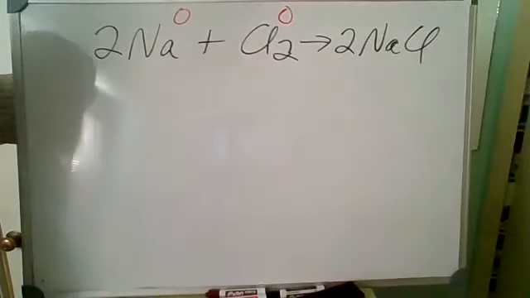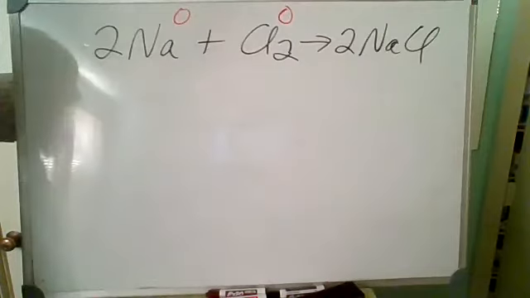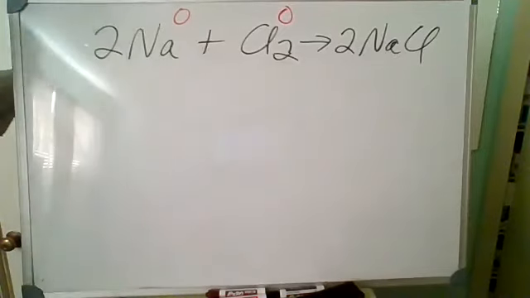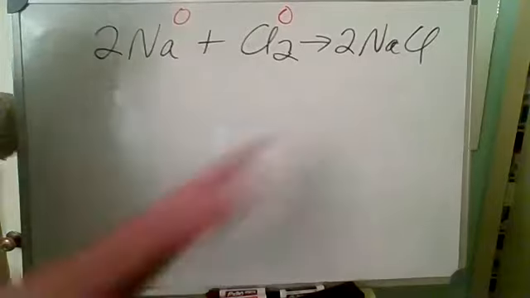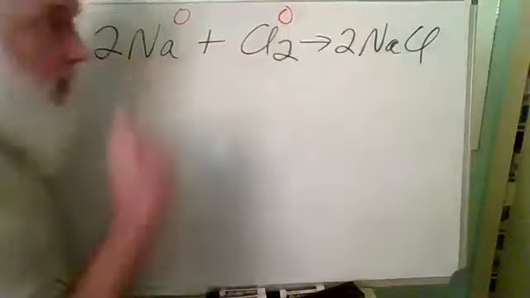It always begins with a what? Or at least most of the time. Begins with a metal. All right, an ionic compound must contain metal cations and non-metal anions. There's our metal cation, there's our non-metal anion.